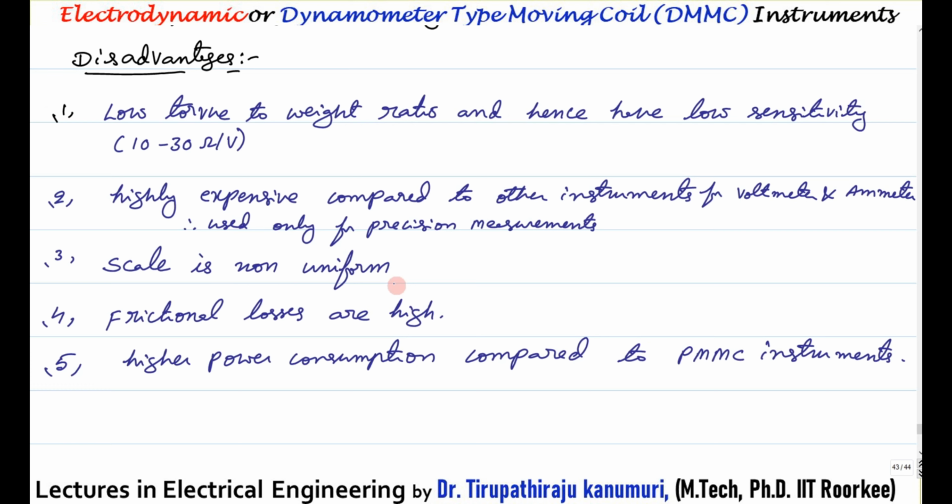That is a disadvantage we have seen, particularly for the case of voltage and current. For power it is uniform. For measurement of voltage and current it is non-uniform. Then the frictional losses are high in this case. And the next one is higher power consumption compared to PMMC instruments. In the permanent magnet moving coil instrument, the permanent magnet provides the required operating field, but in this case that field is also produced by the current only, so that power is taken from your supply. That is the reason it consumes more power when compared to PMMC type instruments.